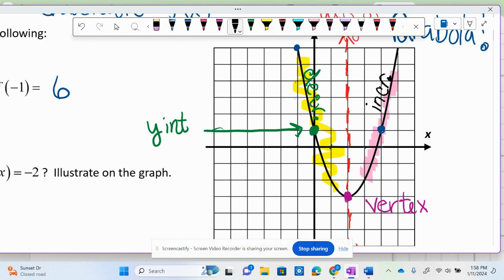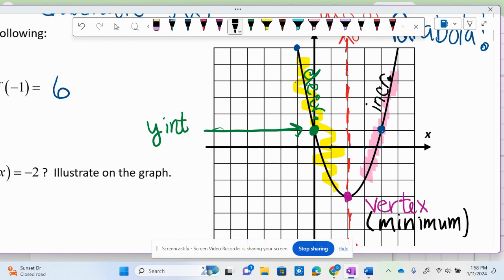And then I want to talk about your vertex, because if your vertex is your turning point, it has what? That's your minimum. Yeah, it's your minimum value. It's the lowest point on the graph. So your vertex is your minimum, and it means all of the y values are greater than or equal to that point right there. Okay? All of the y values are greater than or equal to that point right there.